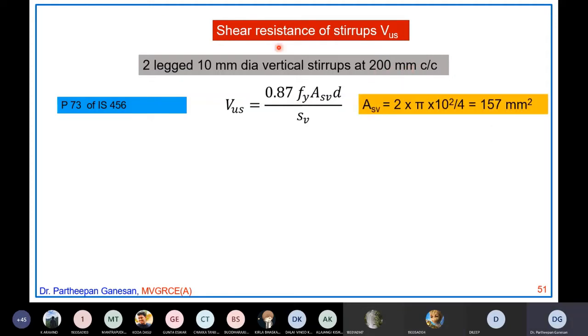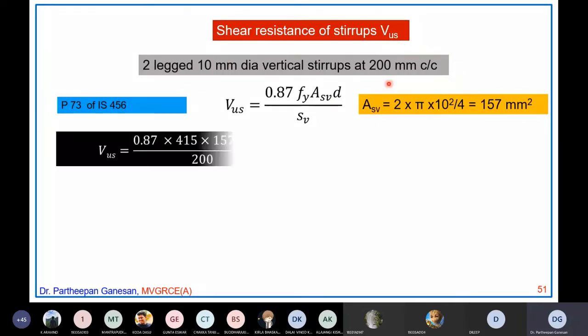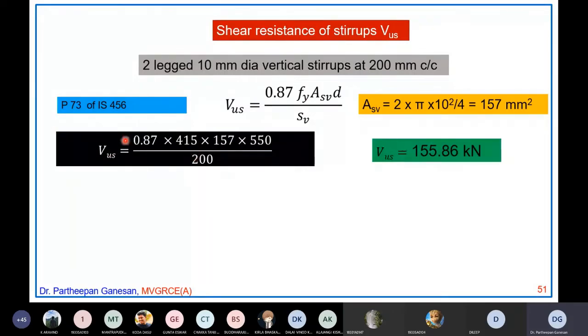So ASV is 2 into pi by 4 into 10 square, because it is 2-legged stirrups of 10 mm diameter, which is 157. And SV is given as 200 mm. D is 550, which we found out. So if you find all this, you will get VUS equal to 150.86 kilonewton.